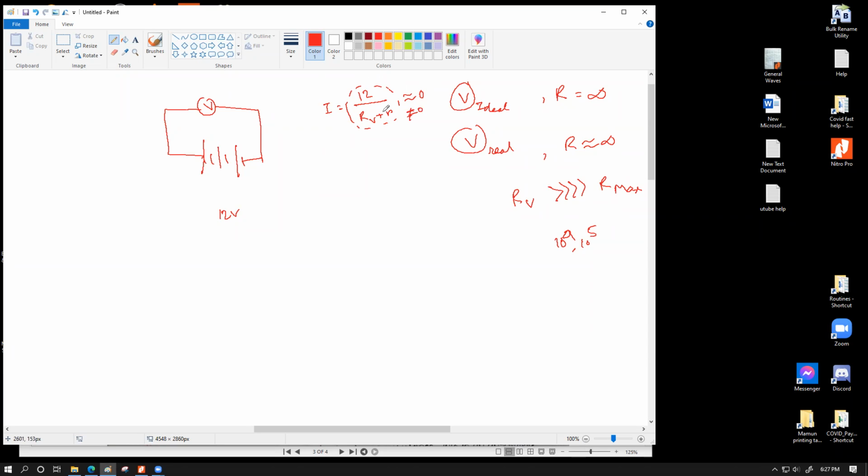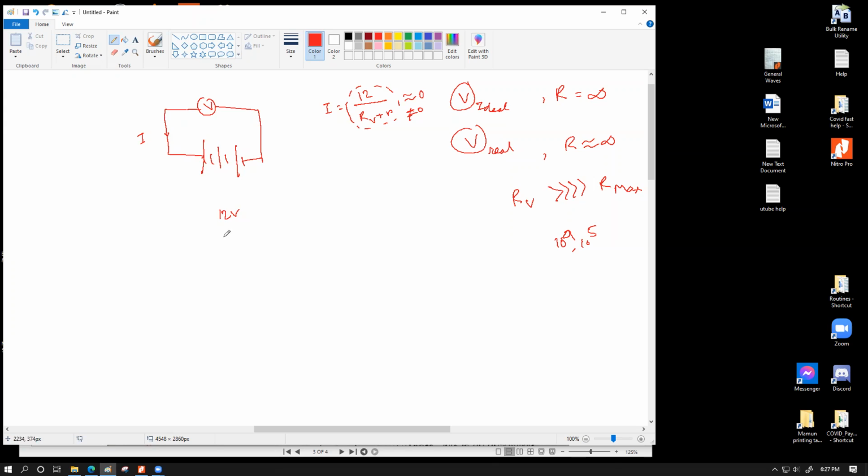Think about it. It's a fraction. 12 divided by some number. That number might be very large, but the fraction, the division, will never give you absolutely zero. Do you agree on this? Yes, sir. Okay, which means if you connect a practical or real voltmeter across a source, there will always be some current. No matter how small, there will be some negligible current flowing.